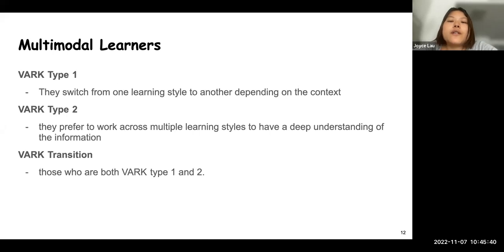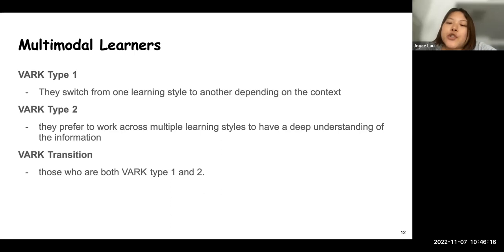For multimodal learners, we separate them into three main categories: Type 1, Type 2, and Transition. Type 1 may switch from one learning mode to another depending on the work. I, for example, am a Type 1 learner. When studying anatomy, I prefer the auditory learning style, which means I will verbally recite or teach myself the information. Conversely, when watching a technique demonstration or preparing for a practical exam, I will apply kinesthetic learning, where I need to act out the events physically.